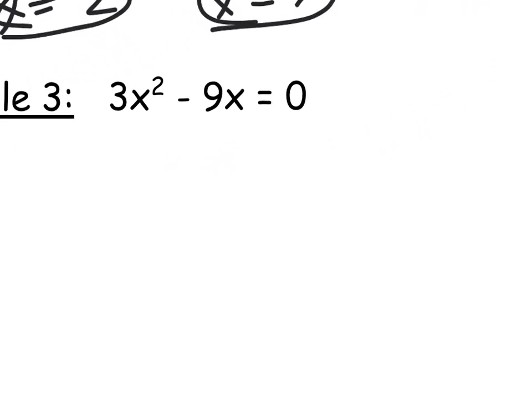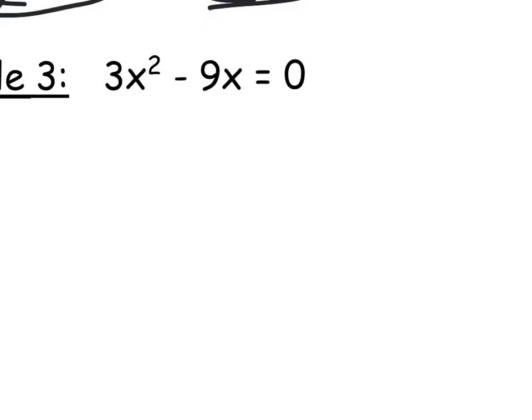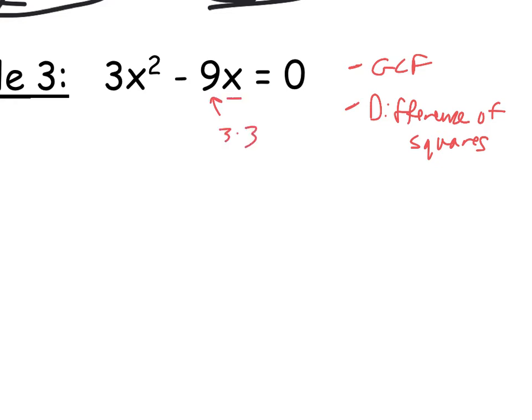Okay, this one, example 3. Now, there's only 2 terms, so it's not a general trinomial. So it's either going to be greatest common factor or difference of perfect squares. One or the other. So if it's difference of perfect squares, well, they both have to be perfect squares. 9 is 3 times 3, that's a perfect square, but the x is not. Here, 3 is not a perfect square. That's 1 times 3, my only factors. X squared is. So it's not going to be difference of perfect squares.